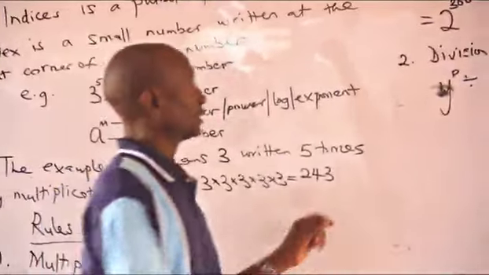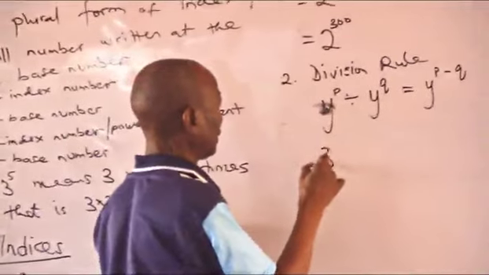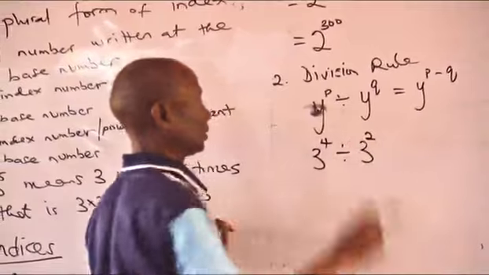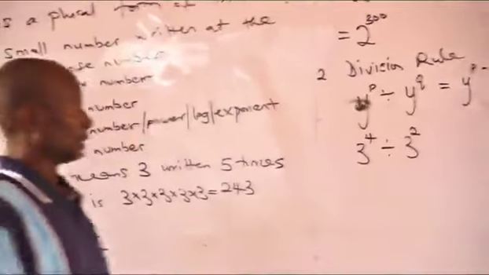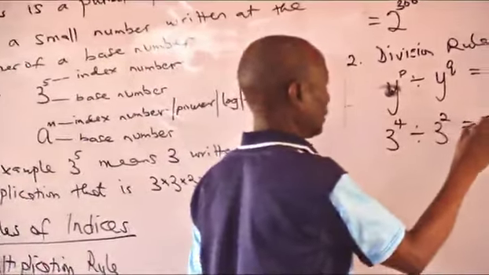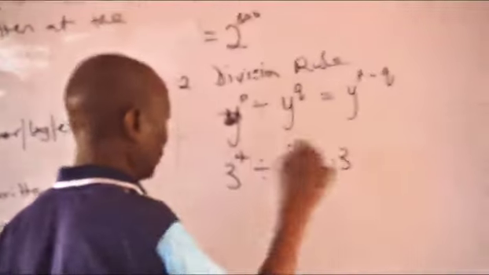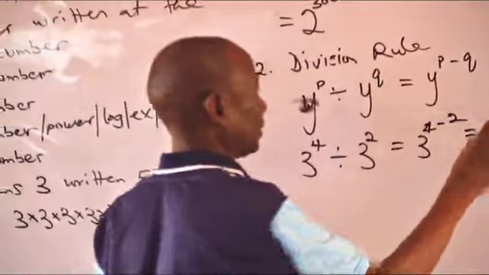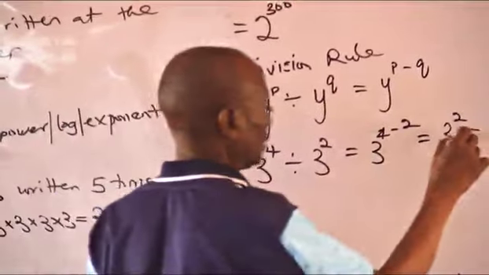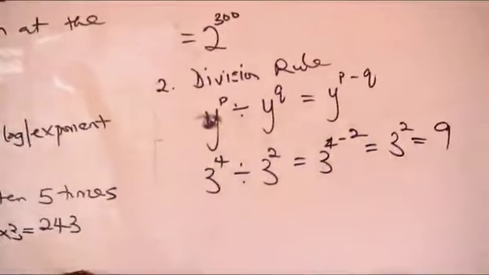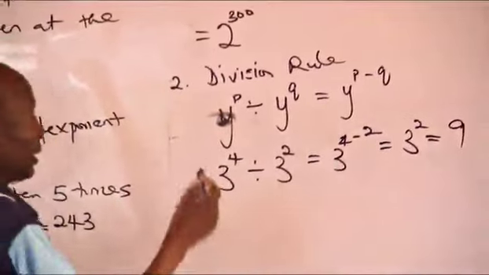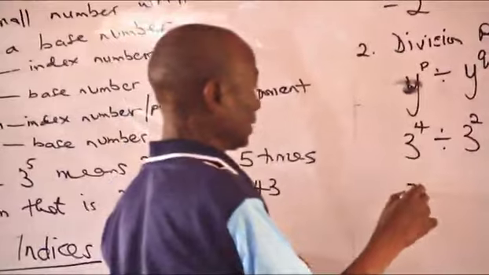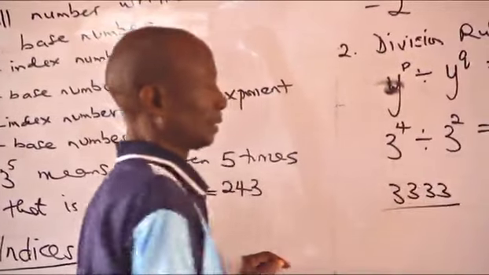If I take a figure, say 3 raised to power 4 divided by 3 raised to power 2, it means I'm going to have 3 raised to power 4 minus 2, and I'll have 3 squared. This one will give me 9. Whereas, because these are small numbers, you can write out the 3s in 4 places.